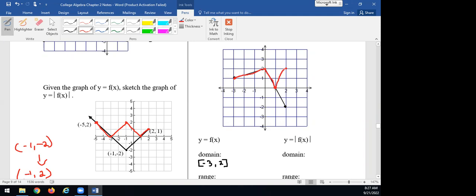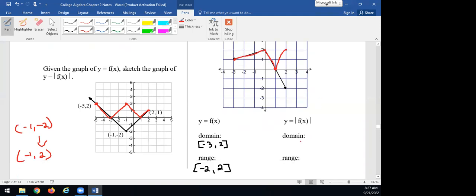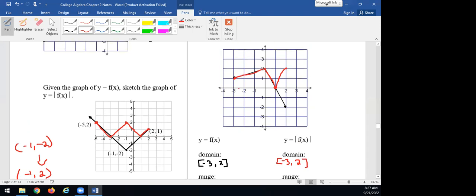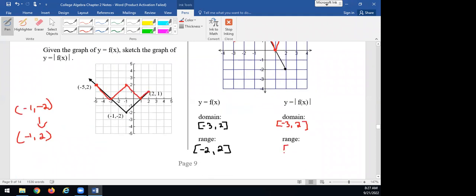All right. Now, did the domain change? X still goes from that to right. So it's from -3 to 2. What about the range? That will change. Where does it go from now? On the y, 0 to 2. And that's how you do it.